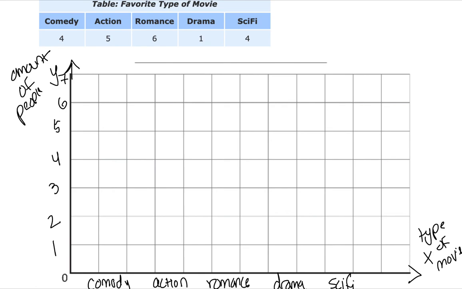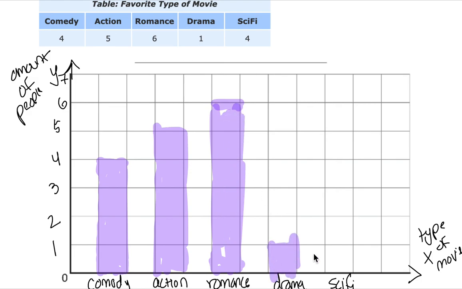And then just take the corresponding numbers. So comedy, there were 4. The bar graph is going to go up to 4. Action then is 5. Romance, 6. Drama, 1. And sci-fi, 4. So this is how you would create a bar graph.